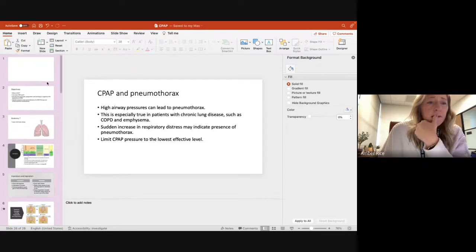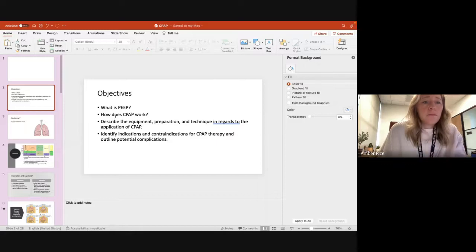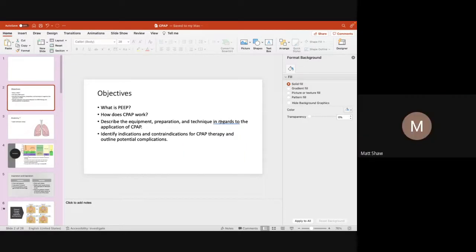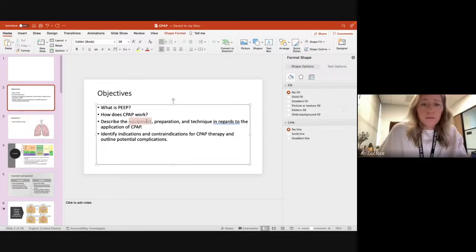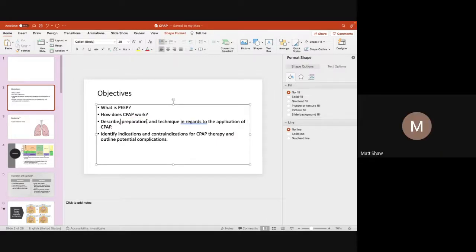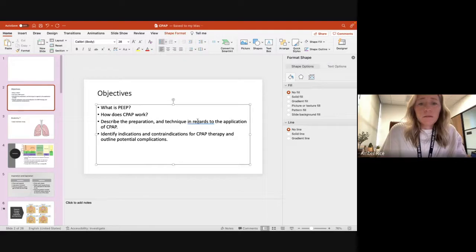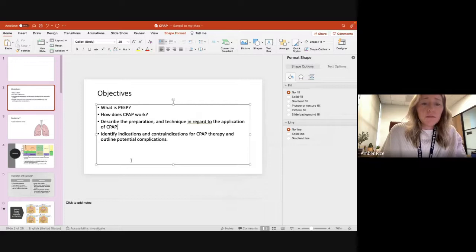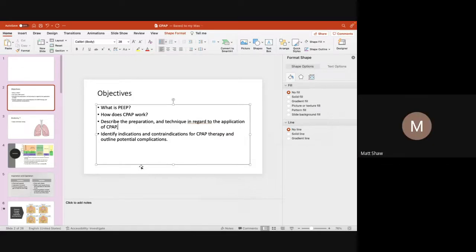So we have anatomy. Oh, sorry. Will you go back to that last slide again? Yep. Since we're not really describing the equipment, maybe just say describe the preparation and technique in regards to the application of CPAP. Perfect. Sorry, I know it's nitpicky. Nope, not at all. We took it out. Yeah, I think that looks good otherwise.